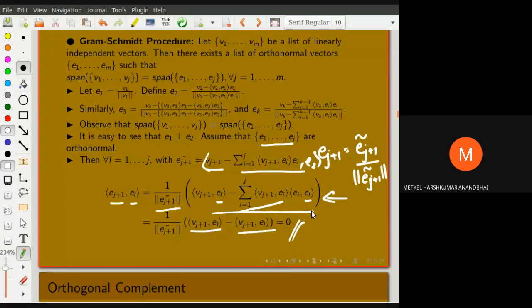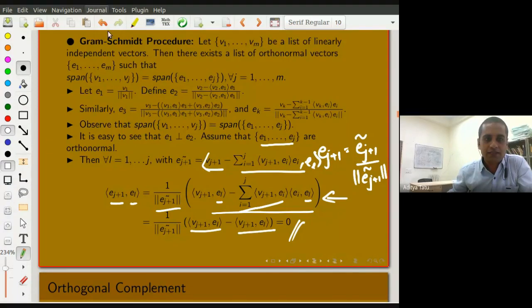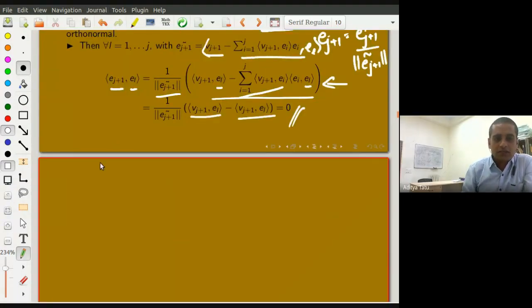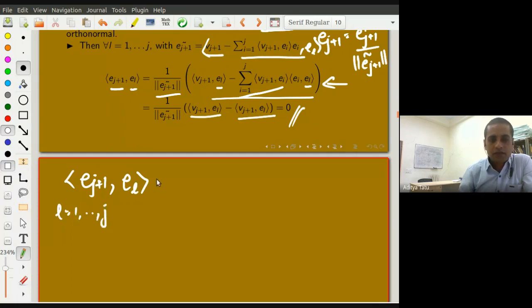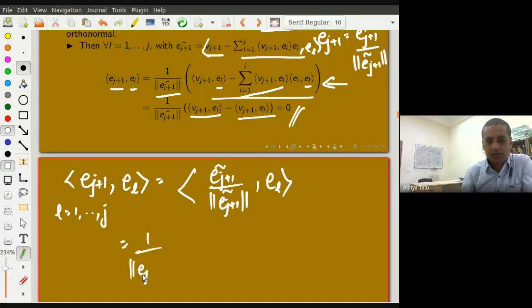Okay, let me redo this then. I want to find the inner product of e_{j+1} with e_l, where l goes from 1 to j. Now, what is e_{j+1}? It is ẽ_{j+1} divided by the norm of ẽ_{j+1}, inner product with e_l. I can bring the constant out, and I get the inner product of ẽ_{j+1} with e_l.